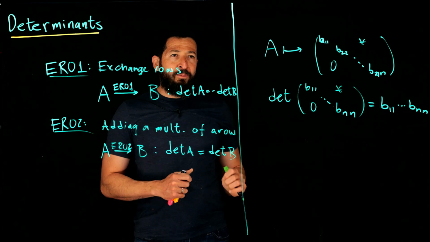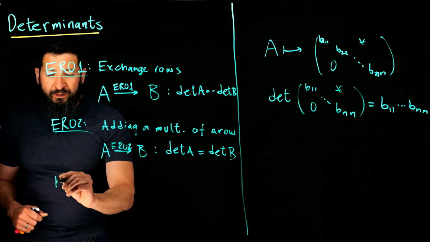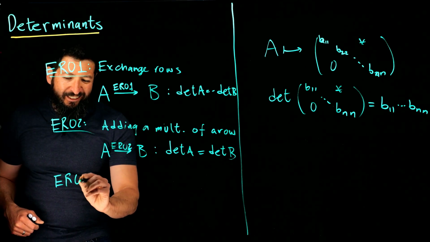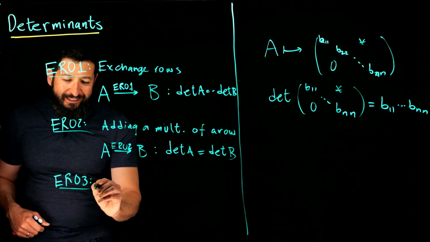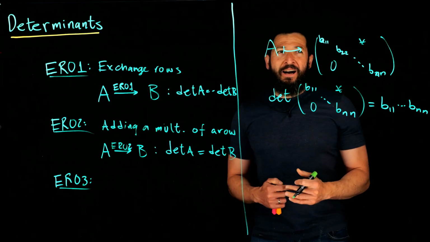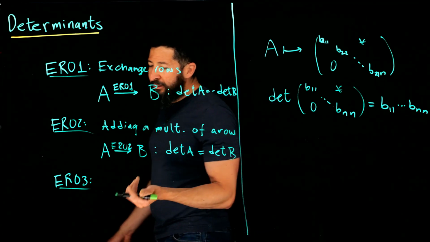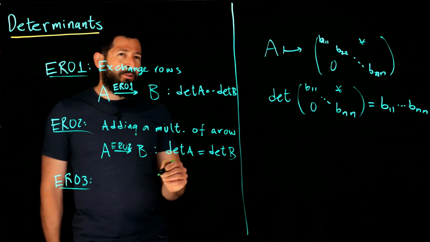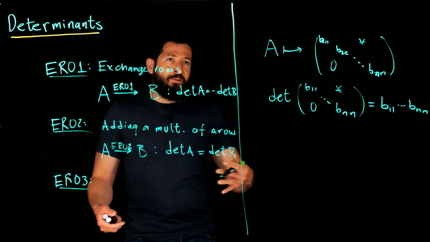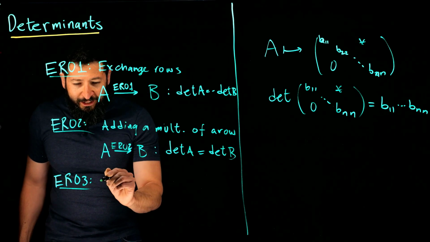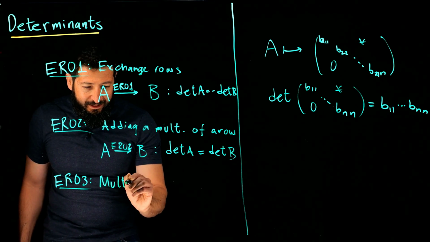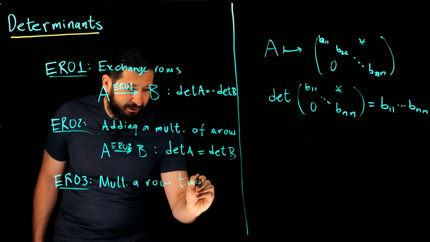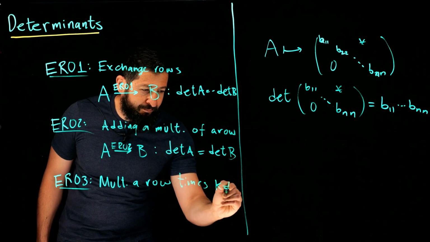The next elementary row operation, which is multiplying a row times a non-zero constant, does affect the determinant. Unfortunately, this one can lead to mistakes. So I recommend not doing it, but I'll also show you how to deal with it if you really, really have to. And when do you really, really have to? Never. It's just because you like to. So here is multiplying a row times a non-zero constant k.